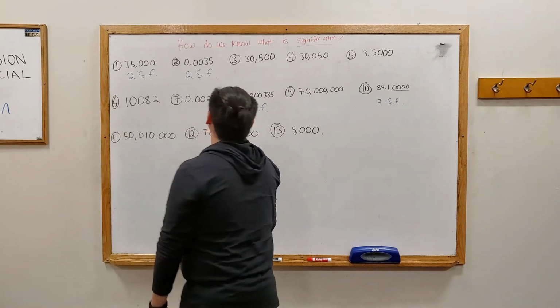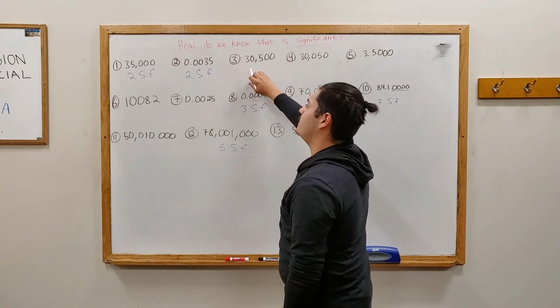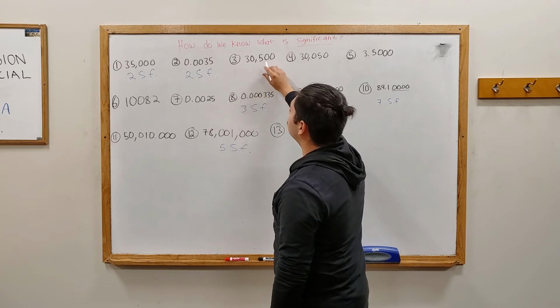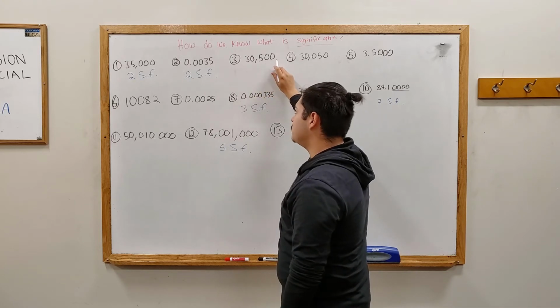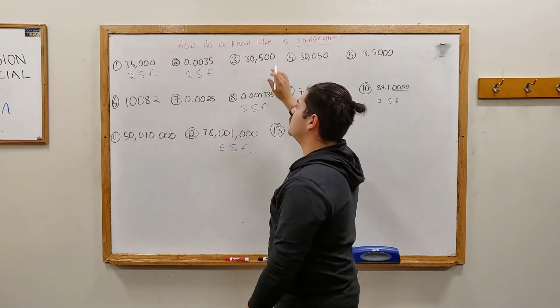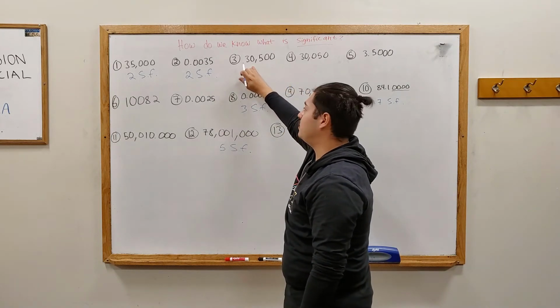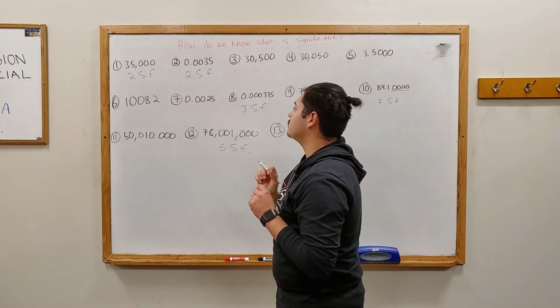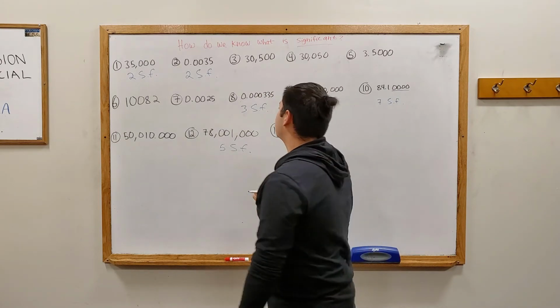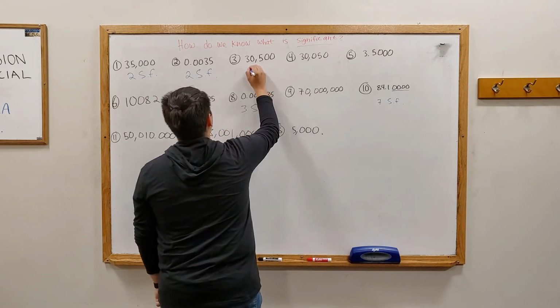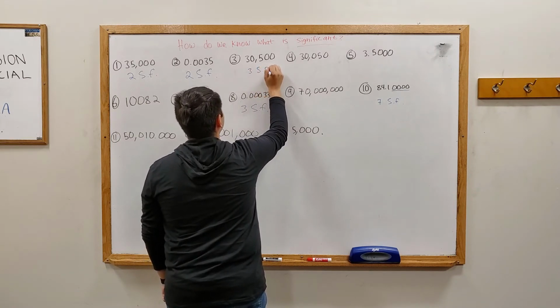Now looking at this number, 30,500, we see that there are trailing zeros, but there's no decimal place, so we're not going to consider these significant. But the 0 in between the 3 and the 5 is sandwiched between those whole numbers, so we will consider that significant. So this number has 3 significant figures.